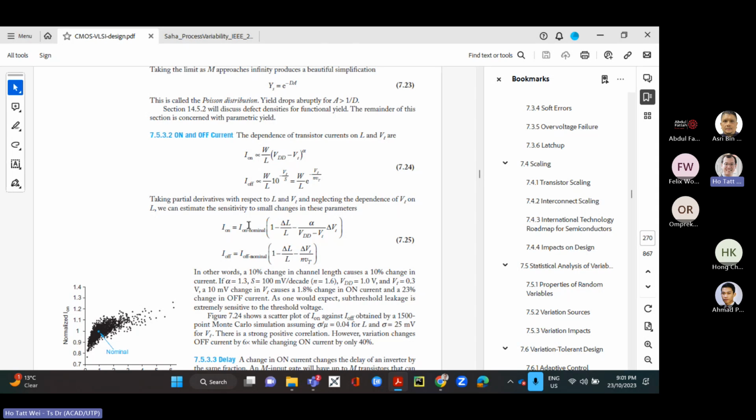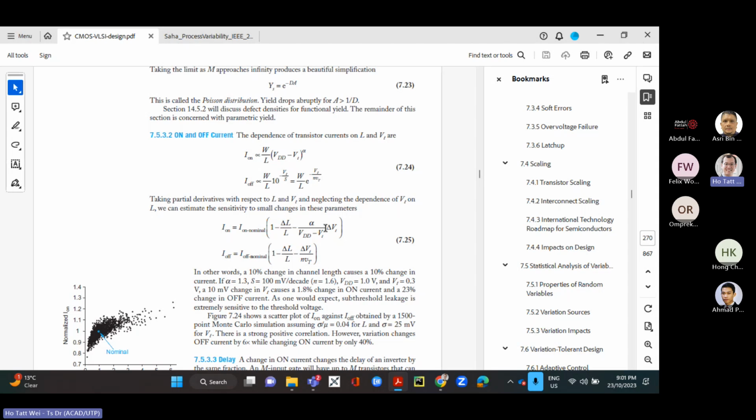Ion nominal is the standard Ion. You see that the change in the drive current is going to be a function of the variation in L over the actual length. That means if I'm looking at 180 nanometer devices, and my device has a change of 2 nanometers, the change in current is going to be 2 nanometers over 180 nanometers. That's the percentage change of the current due to that variation in the length.